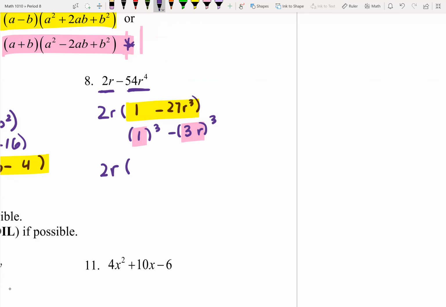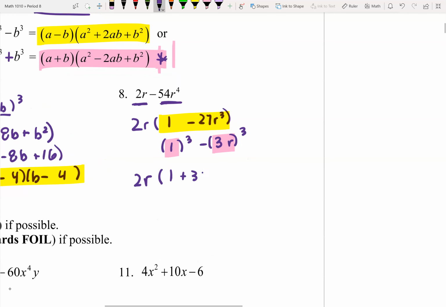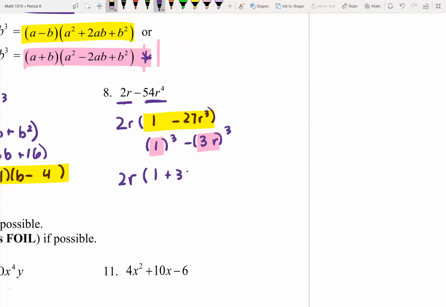So the pink rule is going to be A plus B. That's 1 plus... it's supposed to be a minus. It's not the pink rule, it's the yellow rule, because we started with a minus, so we have to start with a minus. Do you guys see how I caught myself right there? That was a perfect example because I'm like, oh, well, that's a negative. So this first thing should be a negative. So why am I putting a positive? That's incorrect. Okay, so anyways, 1 minus 3r.